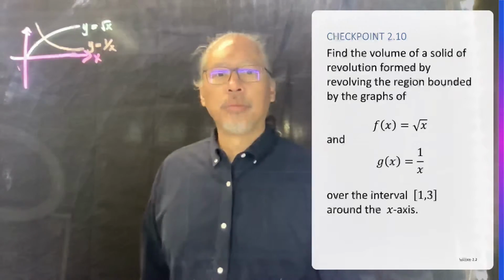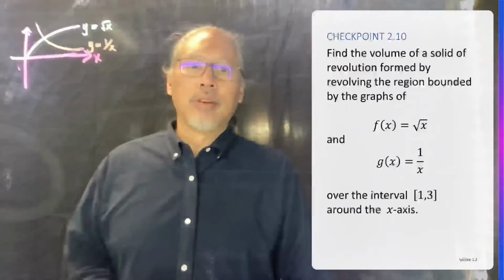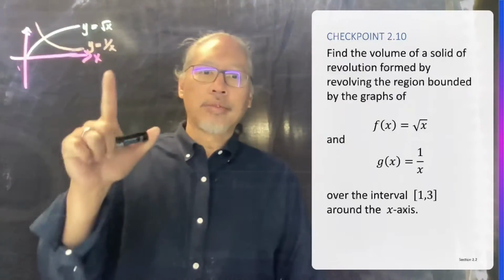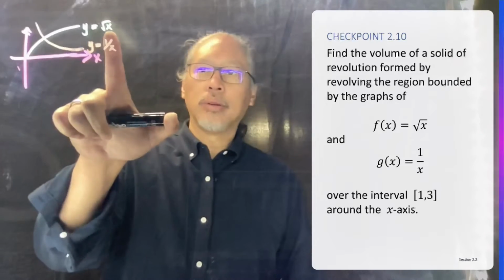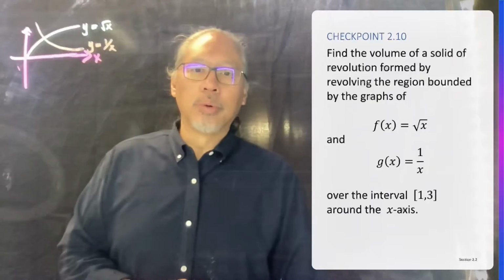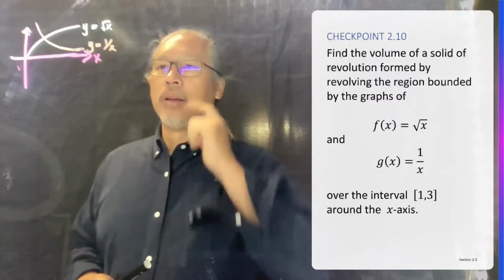Hi, this is checkpoint 2.10 from section 2.2. They want us to find the volume of the solid of revolution formed by revolving the region bounded by the graphs of y equals square root of x and y equals 1 over x over the interval from 1 to 3 around the x-axis.